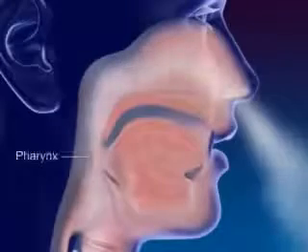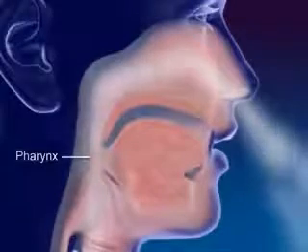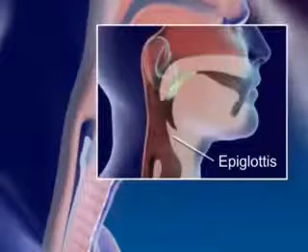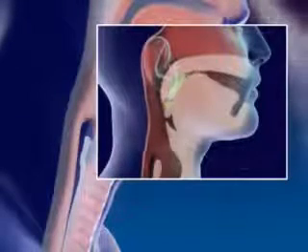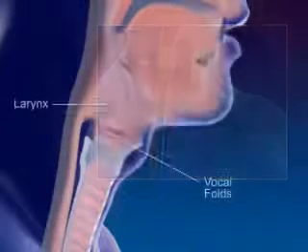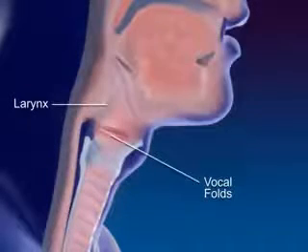Air moves into the pharynx or throat, the common passageway for food and air. Air continues on to the larynx. The epiglottis, a flap of tissue in front of the larynx, closes off the larynx when swallowing to prevent food from entering. The larynx or voice box contains the vocal folds.